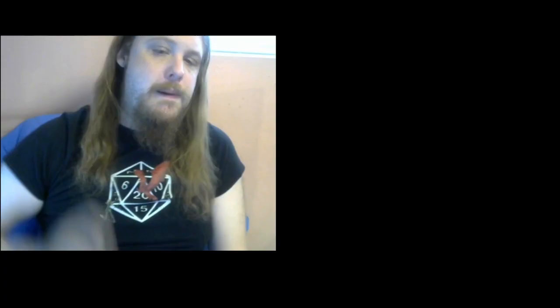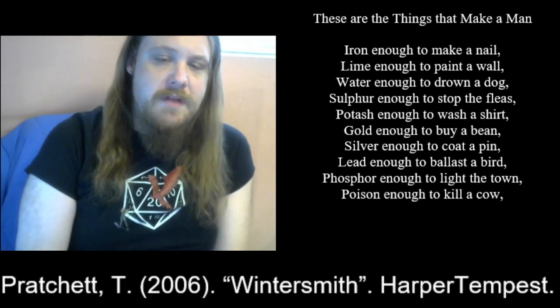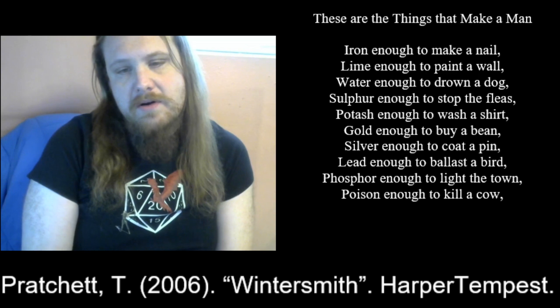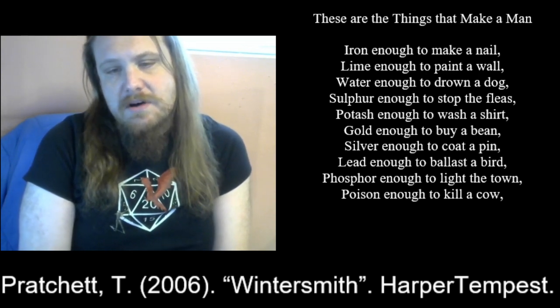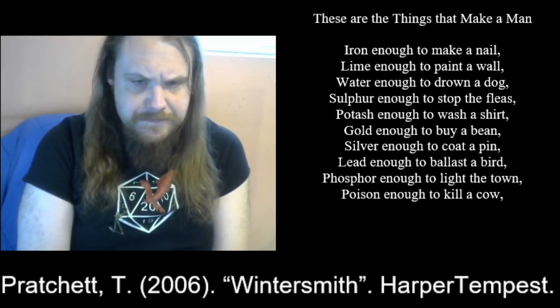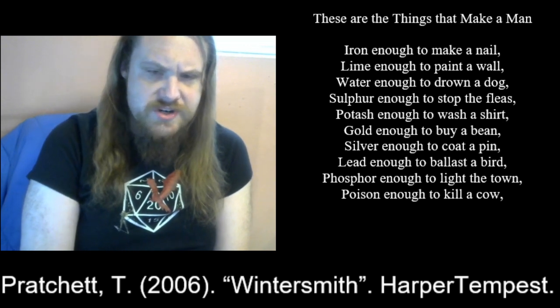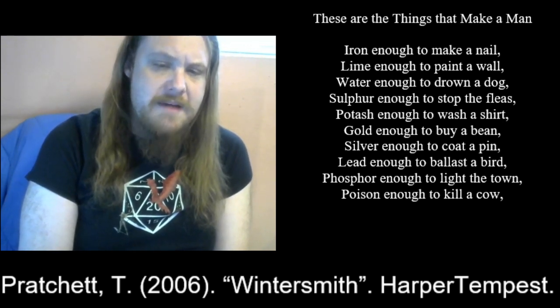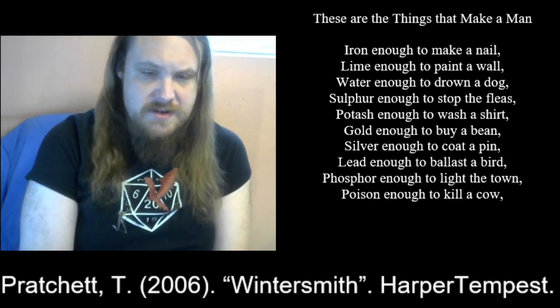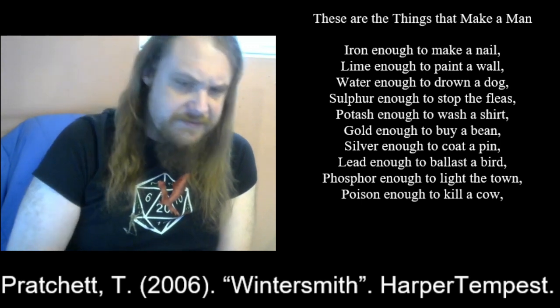What makes a man? Iron enough to make a nail, lime enough to paint a wall, water enough to drown a dog, sulfur enough to stop the fleas, potash enough to wash a shirt, gold enough to buy a bean, silver enough to coat a pen, lead enough to ballast a bird, phosphor enough to light the town, poison enough to kill a cow. That's from Terry Pratchett's Wintersmith.